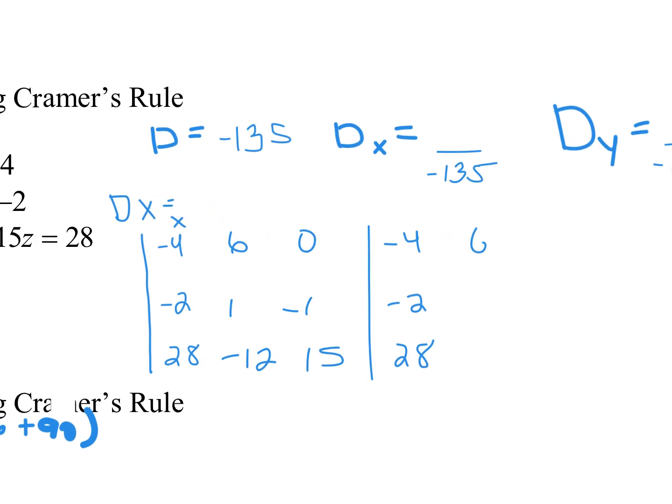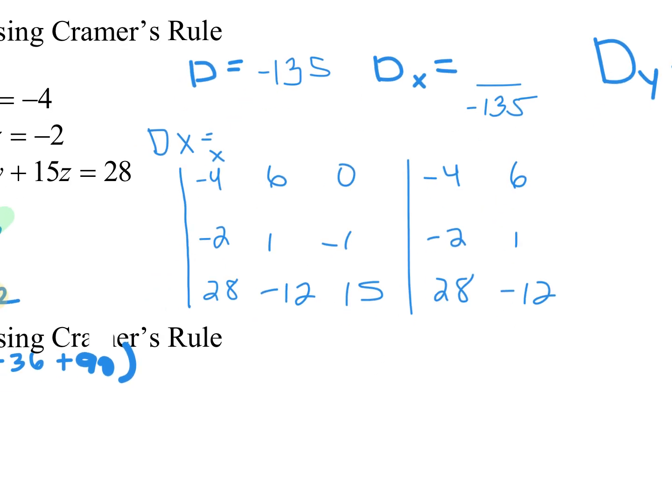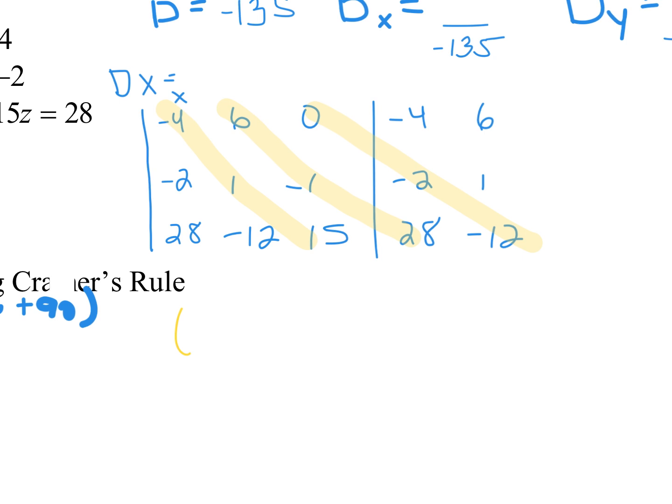So then I have 6, 1, and negative 12. So now let's find our three majors. Top left, bottom right. There's 1, 2, 3. You guys are more than welcome to use my color pencils. So what's negative 4 times 1 times 15? Negative 60. Use your calculators, guys.